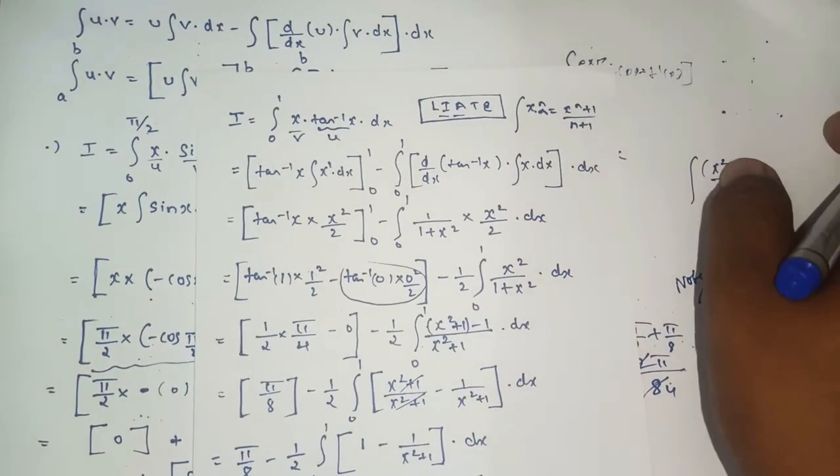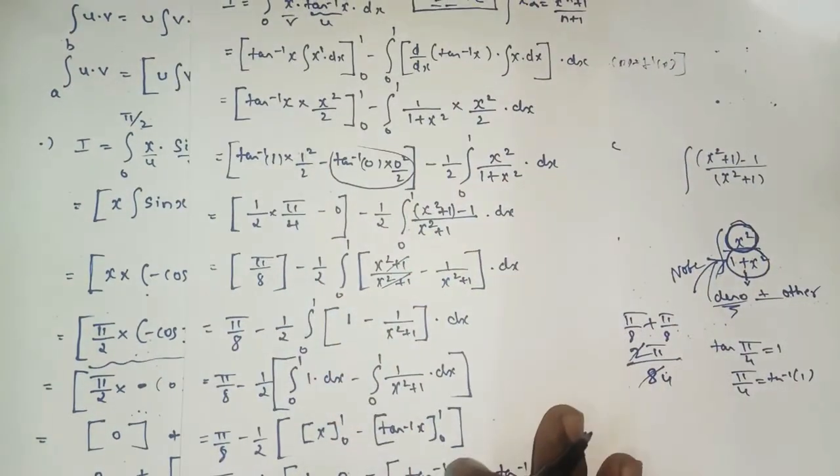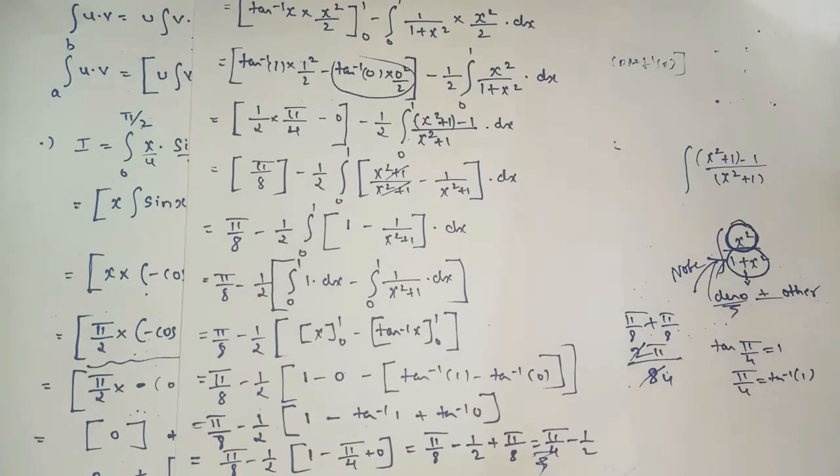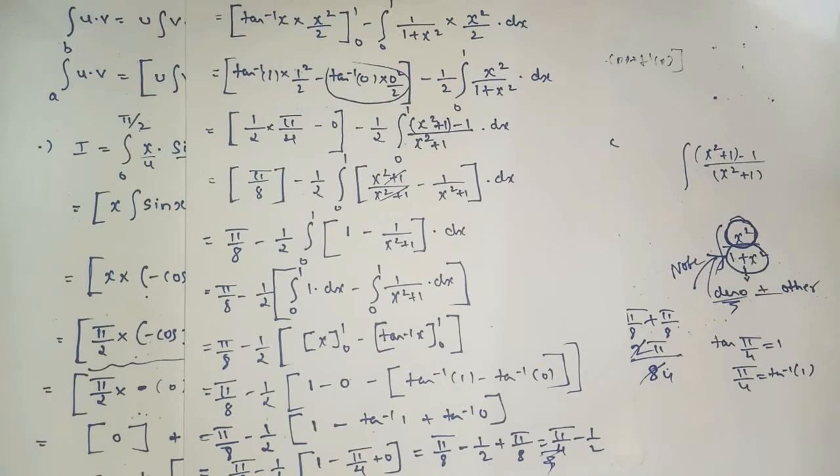I hope you all understood this sum, and the same sum we actually did in the integration chapter also. We took the same example, x into tan inverse, while dealing with u into v integration. We took the same example there also, and I had explained the same thing. Just the change is that this sum is based on the definite integral.